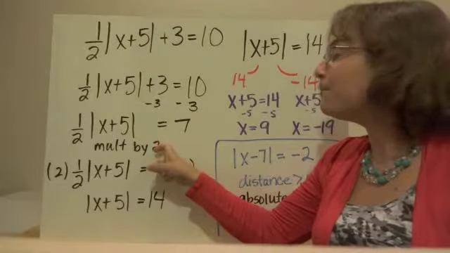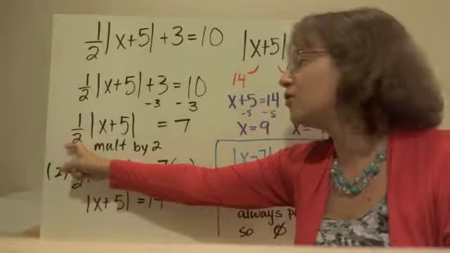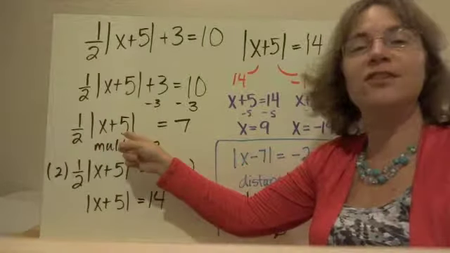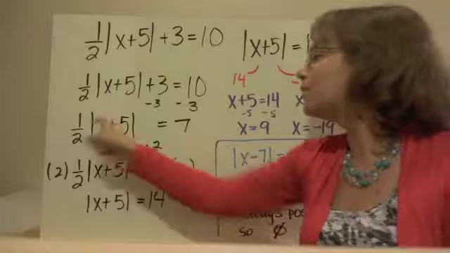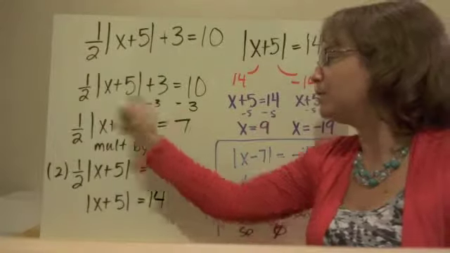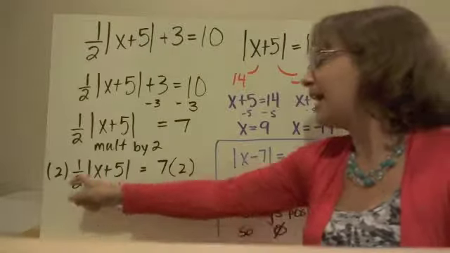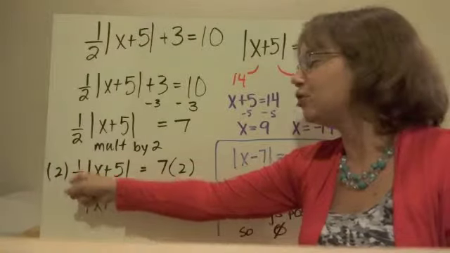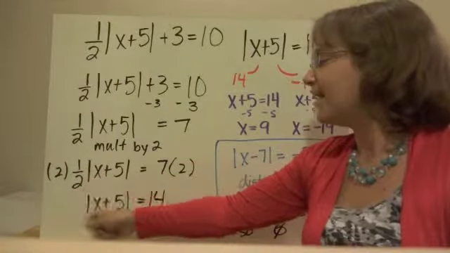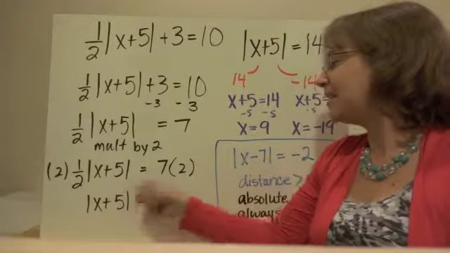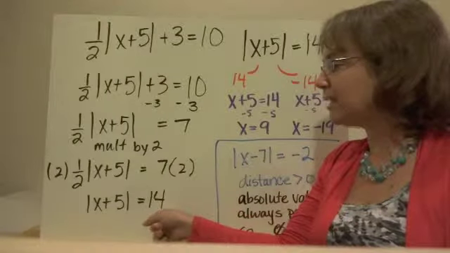Now we're going to multiply both sides by 2 so we can undo that 1/2 here. We would like this to be a 1 times our absolute value sign. So in order to do that, we're going to multiply both sides by 2. Remember, we have to do it to both sides of the equation. And multiplying by 2, we have 2 times 1/2, which is just 2 over 2, or 1. And that's just x plus 5. 1 times x plus 5 is x plus 5. And that's equal to 7 times 2, which is 14.